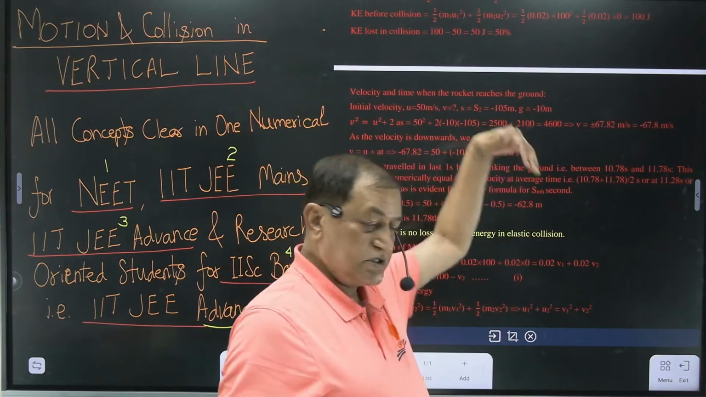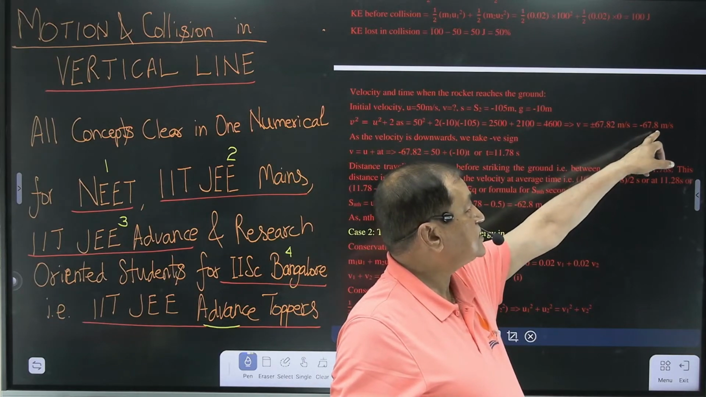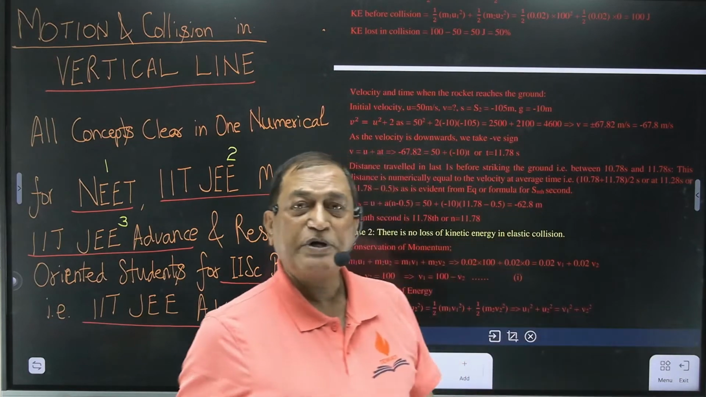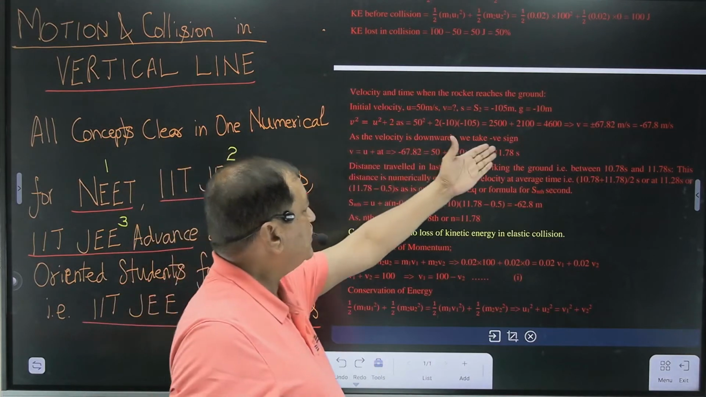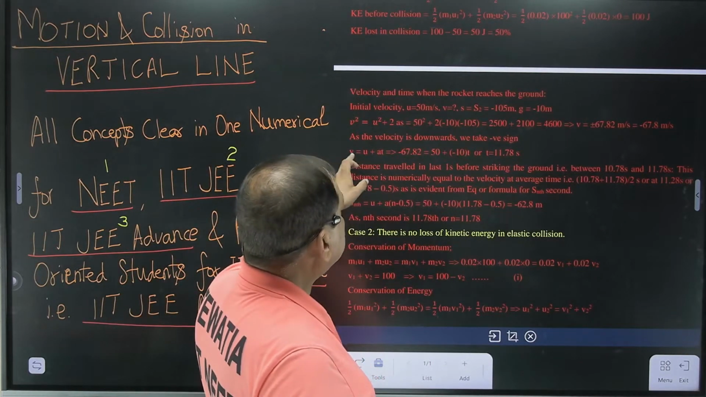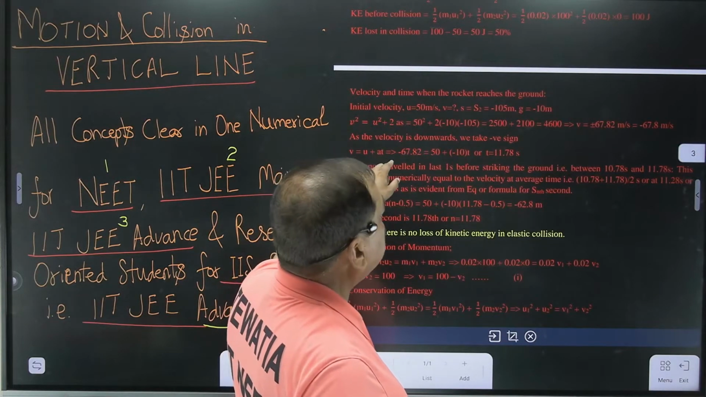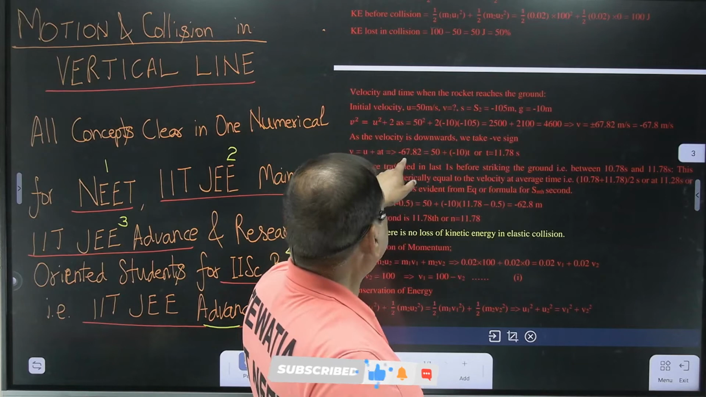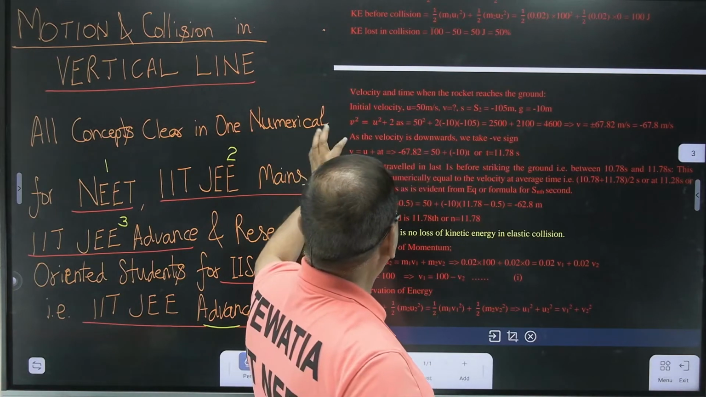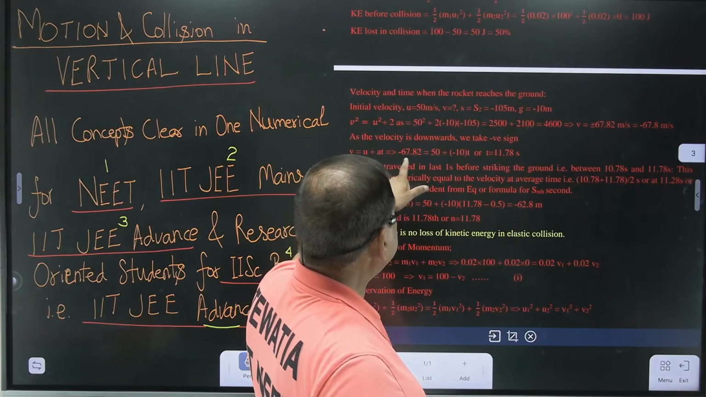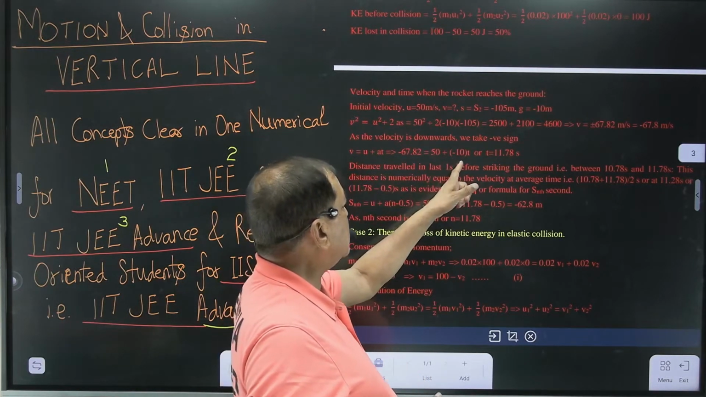Like velocity is downwards, so we will take minus sign. Velocity is minus 67.8 meter per second. As the velocity is downward, we take the negative sign. So this v is equal to u plus at is equal to 67.82. So minus 67.82 is equal to 50 plus minus 10 into t.